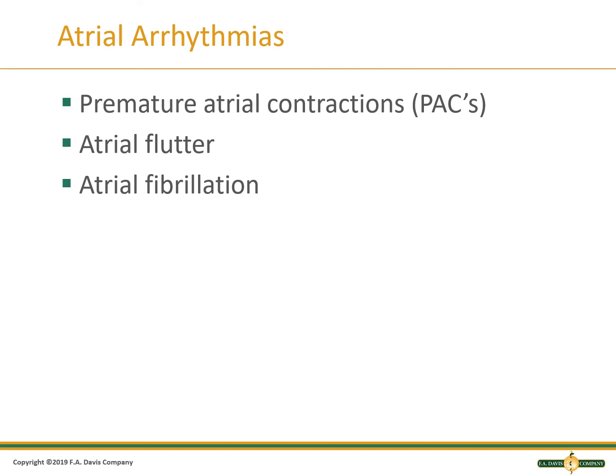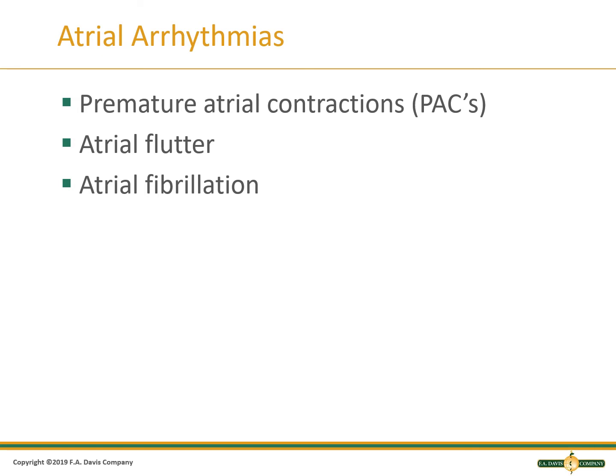They may appear flatter, notched, or peaked. This indicates that the SA node is not controlling the heart rate. The atrial impulses travel to the ventricles and initiate a normal-shaped QRS complex after each P wave.